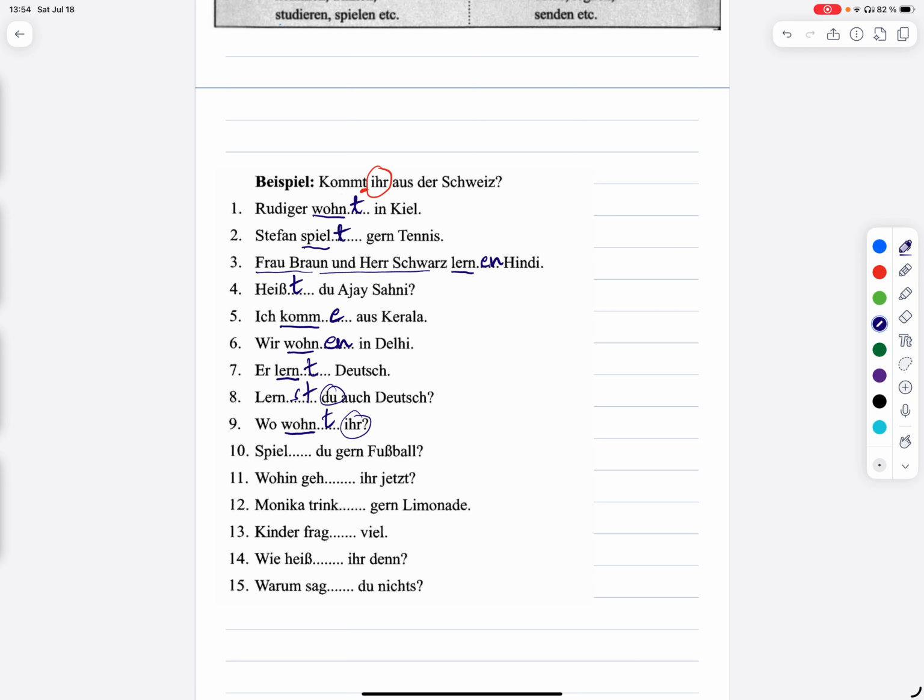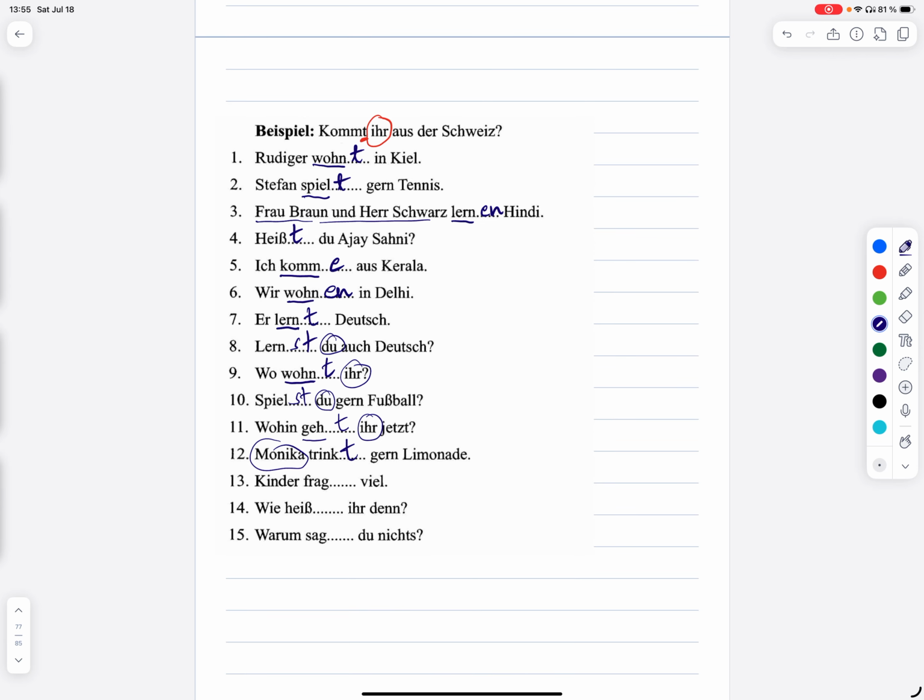Then we have spiel, du gern Fußball. Du is the subject, personal pronoun, and then for du we have the ending st. Spielst du gern Fußball? And spielen is the infinitive form. Wohin geh ihr jetzt? So for ihr we have t ending, geht. Geht is from the verb gehen, which is the infinitive form, and geh is the stem form. Monica trink gern Lemonade. Trink, then it will be Monica and she. So sie trinkt. We will have t ending.